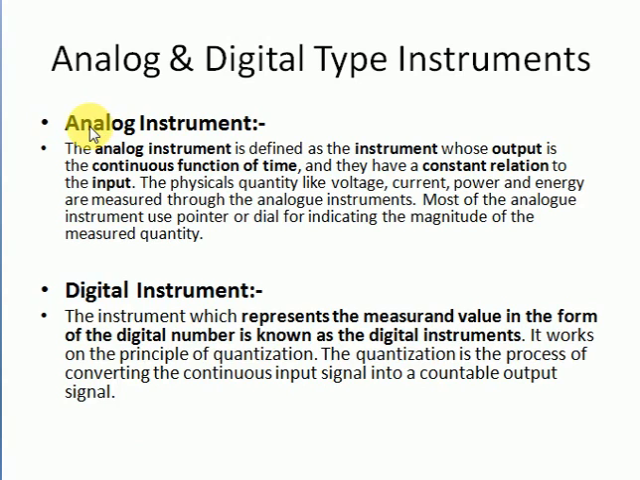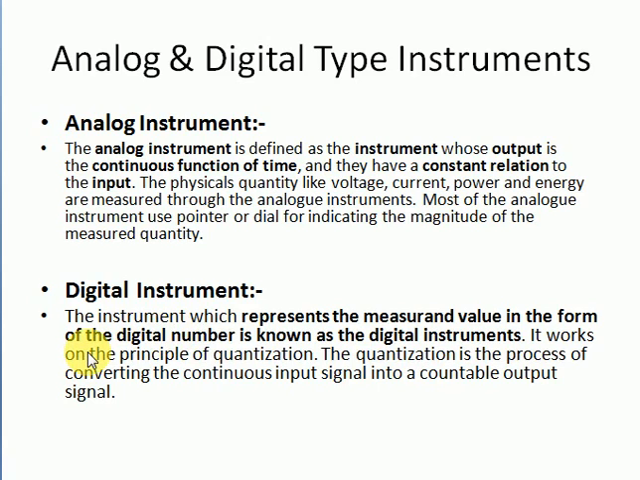So what are digital instruments? The signal varies in discrete steps. In a digital instrument the function is not varying with continuous time but in discrete step values, and takes finite different values in the given range. Also, the measured value is in the form of a digital number, and the digital number is indicated on the digital scale.